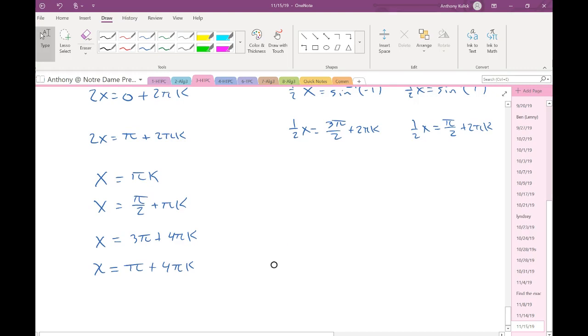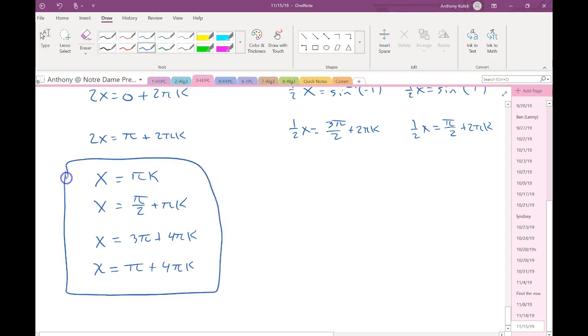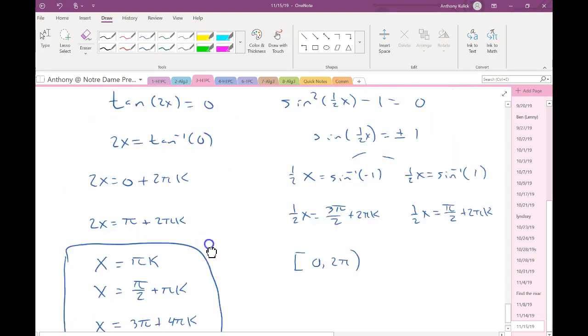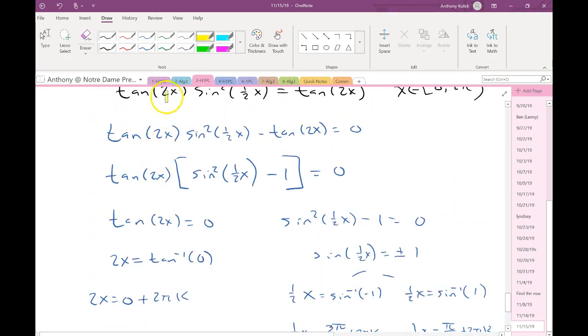Everybody good with how I've got these 4 answers so far? That's not my final answer, but that's what I'm going to use to get my final answer. Remember, why am I finding the infinite solution first? Because I had coefficients on my x's, right? That's when I do that.